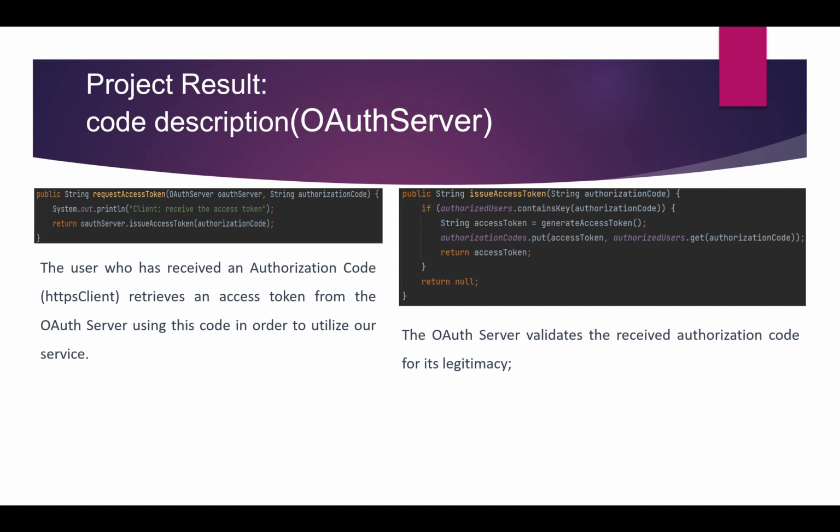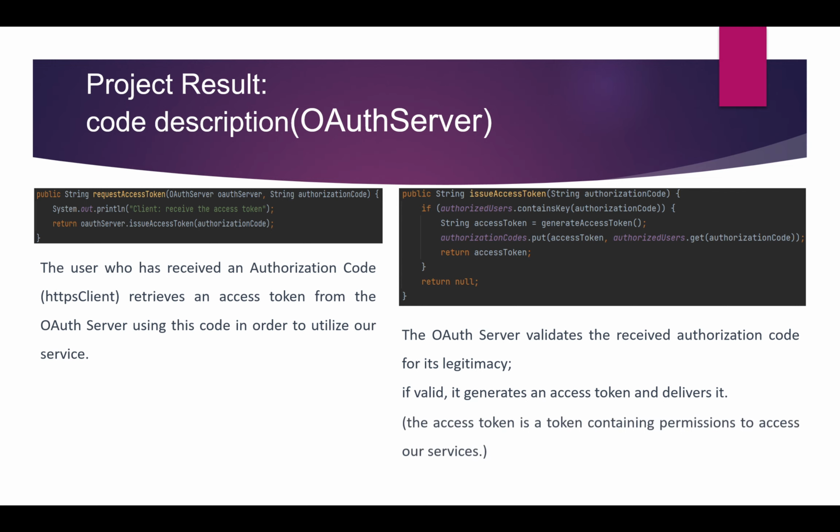The auth server validates the received authorization code for legitimacy. If valid, it generates an access token and delivers it. As mentioned earlier, the access token is a token containing permissions to access our service.